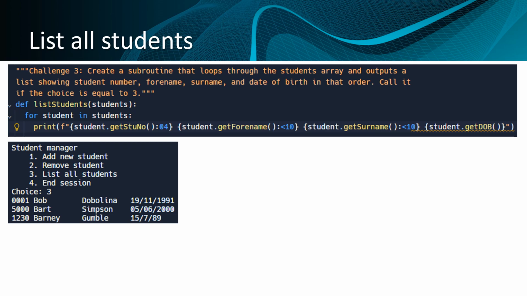As there's no need to number off the students this time, I've used a simpler for x in y loop rather than a for i in range loop. We still go through each of the students that is in our students array.